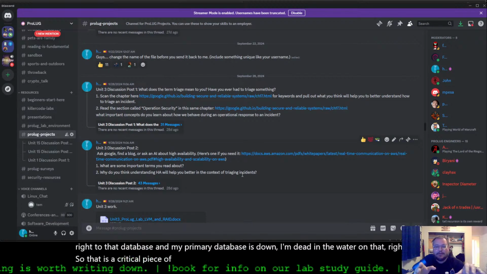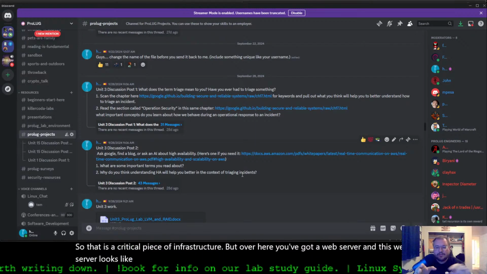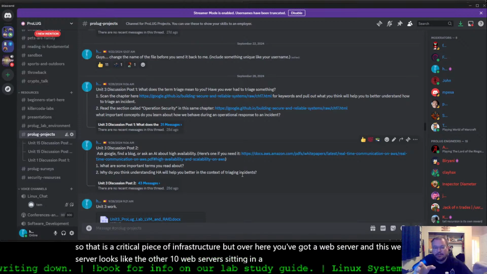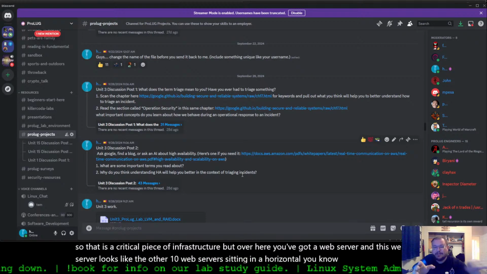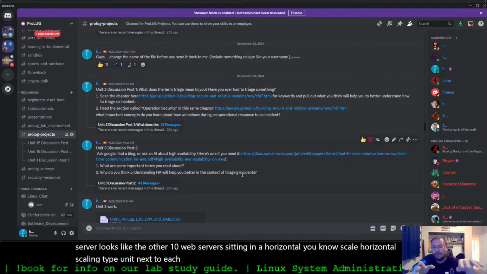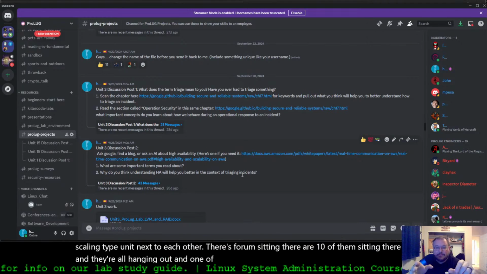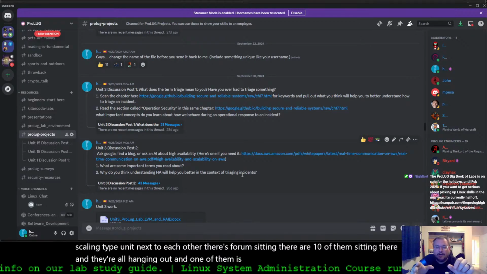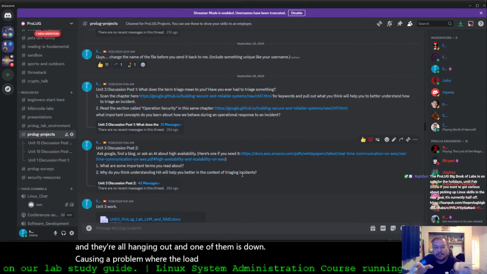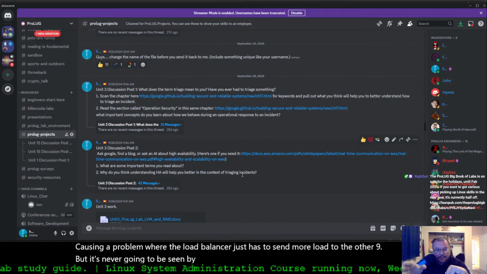But over here, you've got a web server, and this web server looks like the other 10 web servers sitting in a horizontal scaling type unit next to each other. There's 4 of them sitting there, or 10 of them, and they're all hanging out. One of them is down, causing a problem where the load balancer just has to send more load to the other 9, but it's never going to be seen by the customer. But this other one is about to be seen by the customer.